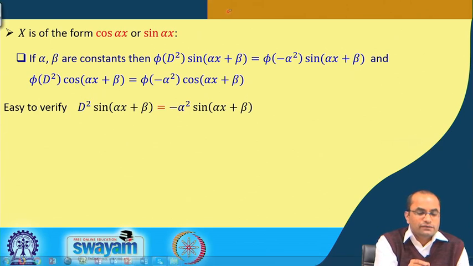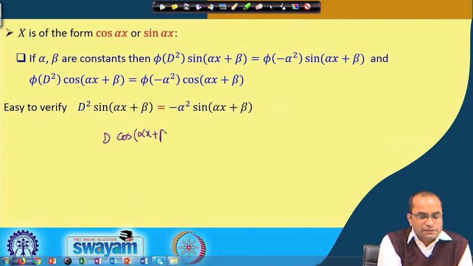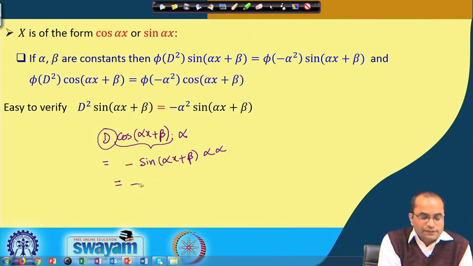Once we apply D on sin(alpha x plus beta), D being the differential operator, we will get cos(alpha x plus beta), and we also get an alpha. Once we have done this, now we can apply D again. That will give minus sin(alpha x plus beta), and we have another alpha from this differentiation along with the one that was sitting before. So what do we get? Minus alpha square and the same function sin(alpha x plus beta).